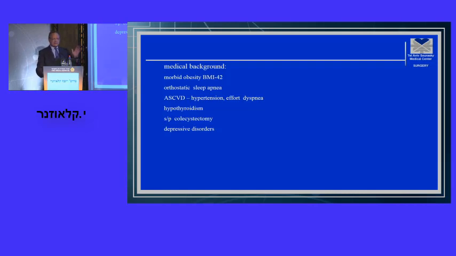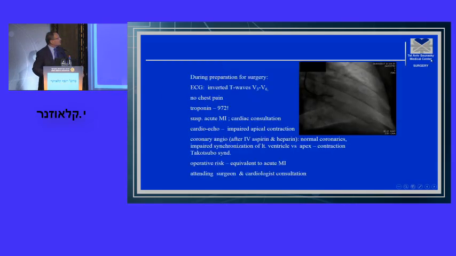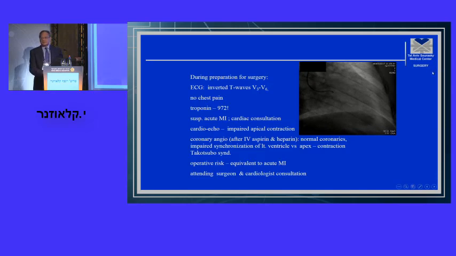Patient is quite sick. She's markedly obese. She has obstructive sleep apnea. She's atherosclerotic. She had exertional dyspnea. She has hypothyroidism. She's status post cholecystectomy, and she suffers from depression. She is prepared for surgery, but during preparation, an ECG is naturally taken, and she has significant changes.